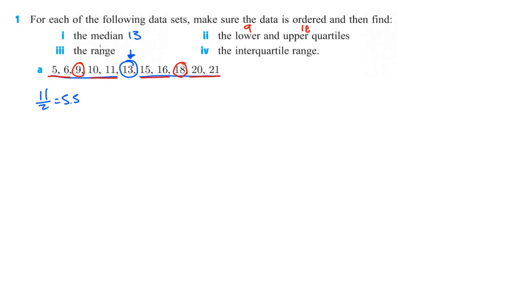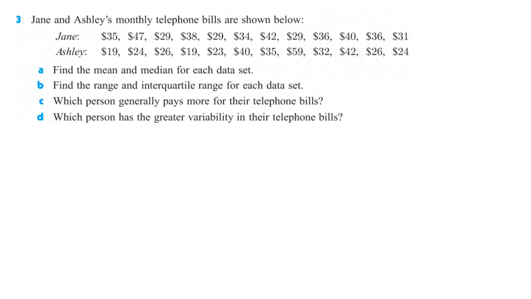So now that we have that, we don't even need that to find the range. The range for part 3 is 21 minus 5, which is 16. And then the interquartile range for part 4 is simply going to be 18 minus 9, which is 9. Okay? All right, let's take a look at the next one, which is number 3.